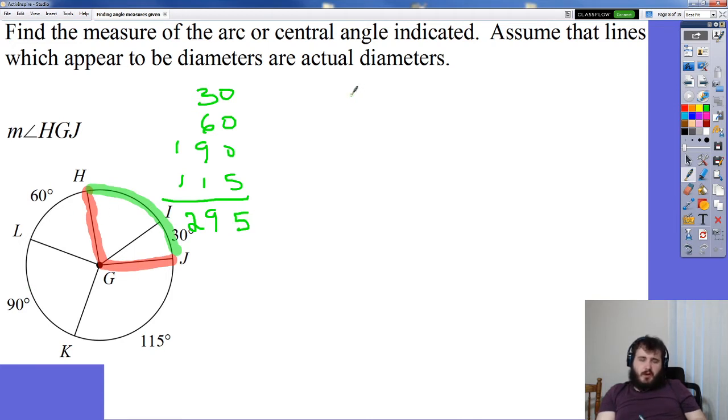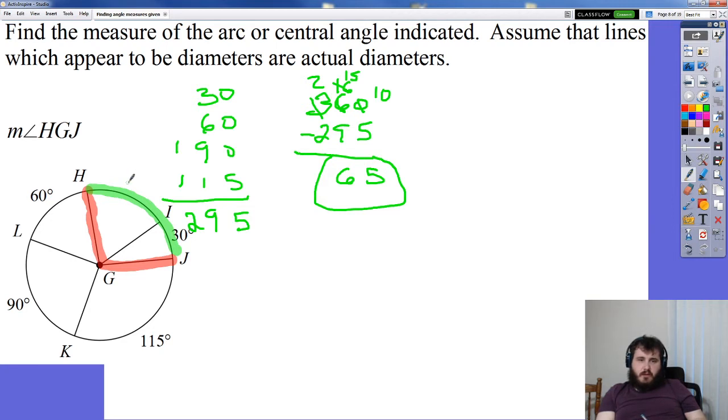If I were to be a fancy math person, we want to talk about the complement of that. What's the rest of it, right? The stuff that's not the 295. Well, the whole thing's 360. We're going to subtract 295. Get 65.